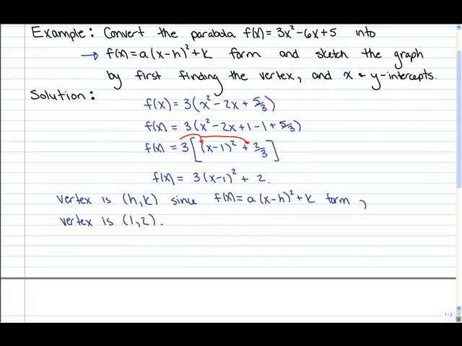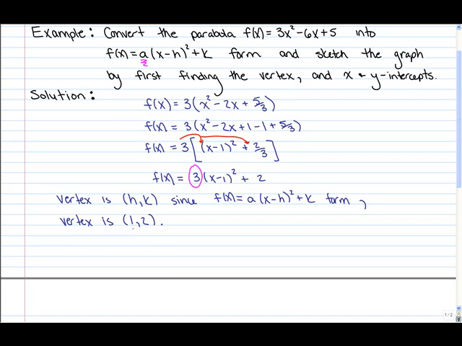Now let's think about the opening of this parabola. Remember that the opening of a parabola can be told by the value of a here. Our value of a is actually 3, which is positive. If a is larger than 0, which is a positive a, then your parabola will open upward. Whereas if your value of a was negative, then the parabola would open downward. So since 3 is positive, it's greater than 0, our opening would be upward.